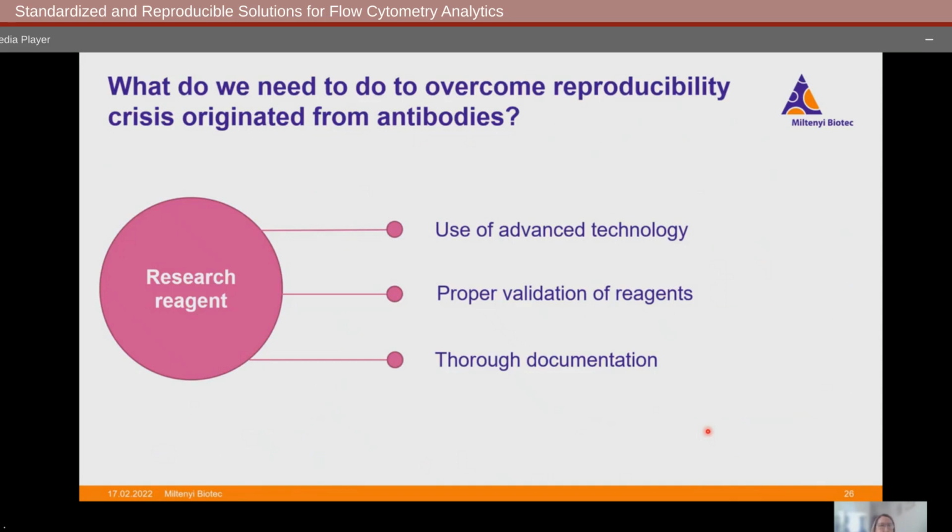So today, what we're going to discuss when it comes to reagents is how Miltenyi helps to overcome these reproducibility issues from the reproducibility crisis that specifically relate to antibodies. At Miltenyi, we have worked through 3 different solutions when it comes to reagents. We use advanced technology through our REAffinity recombinant antibody technology. We have proper validation of those antibody reagents, and also include thorough documentation for all of our recombinant antibodies. We have the ability with recombinant antibody technology to innovate by ourselves in this flow space, but we also work with researchers around the world to do that proper validation and thorough documentation as well. So it really is kind of a team effort.